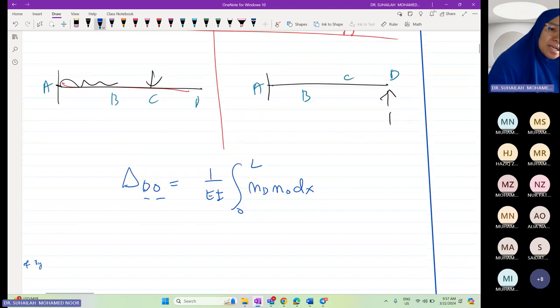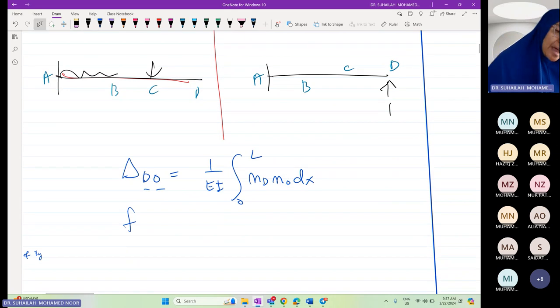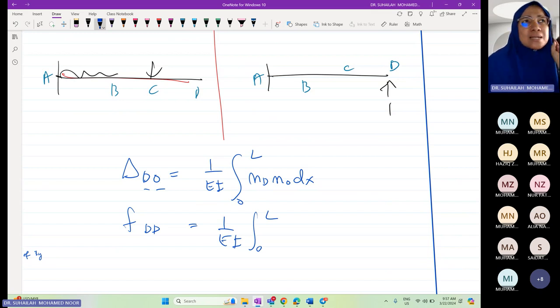Okay, then here, F. Here, this is FDD. What is FDD? 1 over EI integrate 0 to L. There are two moment equations. To calculate displacement you must integrate two moment equations. What are those moment equations? MD and MD, two MD. MD squared dx. So these are the formulas. Okay, so in here there are MD and M naught.